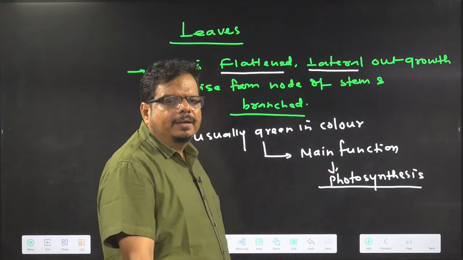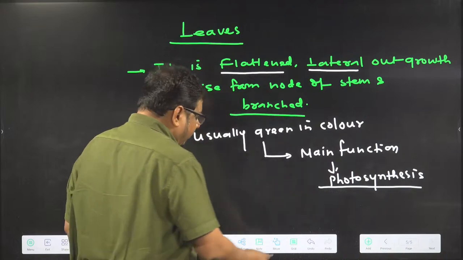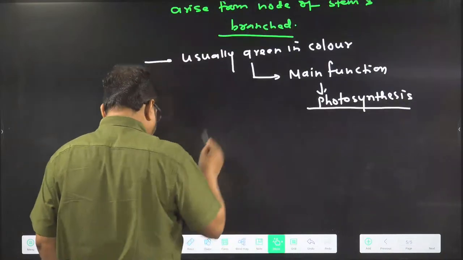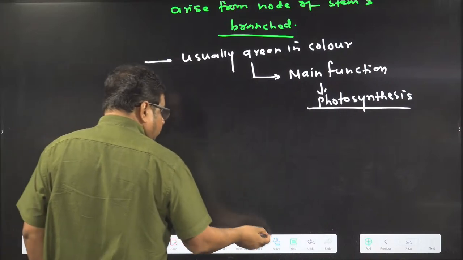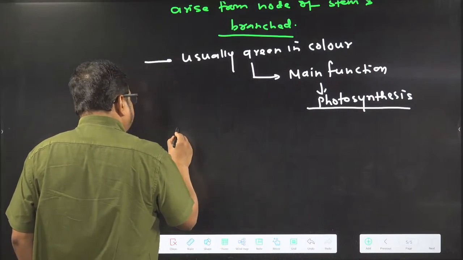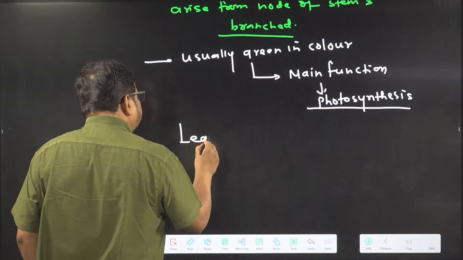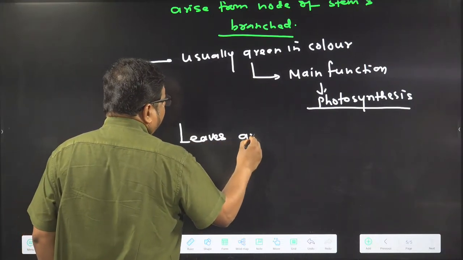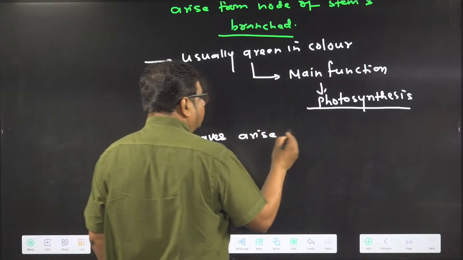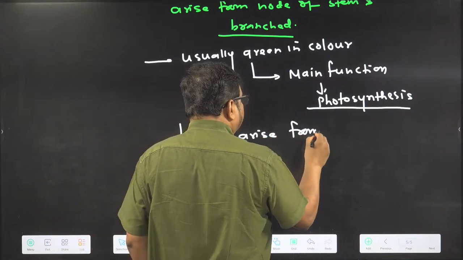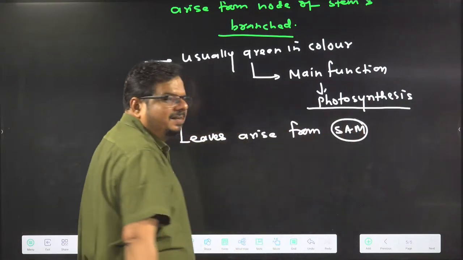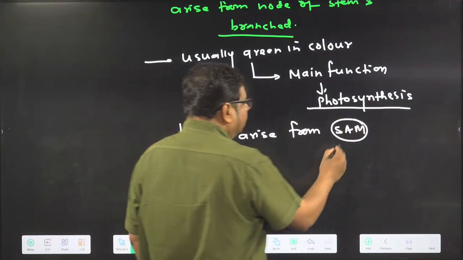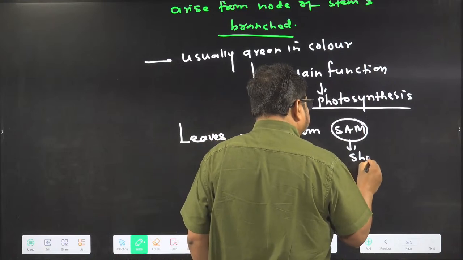Now we are moving ahead. Have a look here. So can I write a line? Leaves arise from SAM. SAM means which one? Shoot apical meristem.